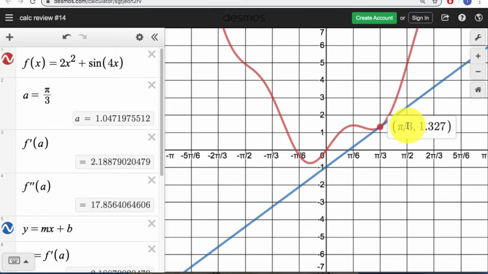So to write the equation of this line, we're going to need to figure out its slope by using the equation of the derivative and plugging in pi over 3, and we're also going to need to find its y-intercept by plugging in this point, this xy point, and the slope into y equals mx plus b and solving for b.